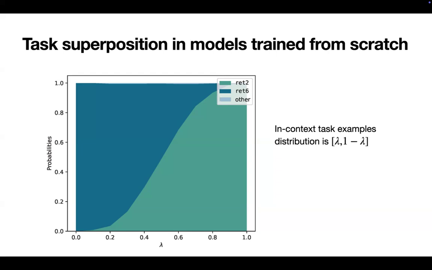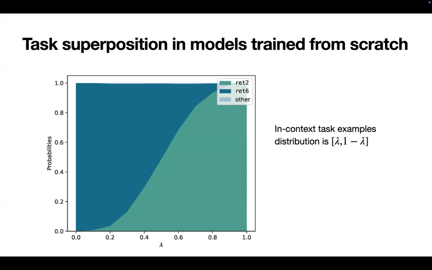And we vary the ratio of the in-context example distribution, meaning that, for example, if lambda equals 0.5, we have 10 examples of retrieval 2 and 10 examples of retrieval 6. And if it is 0.1, we have 2 examples from retrieval 2, and the remaining examples are from retrieval 6. So we vary this in-context example ratio from 0 to 1.